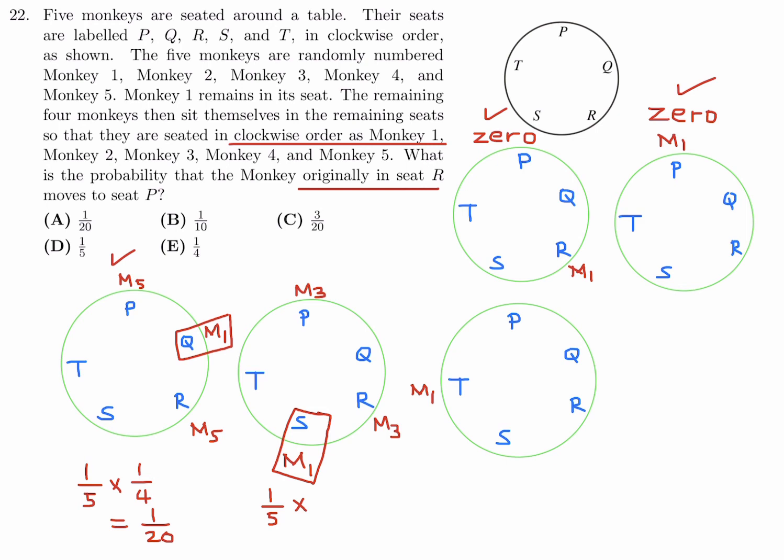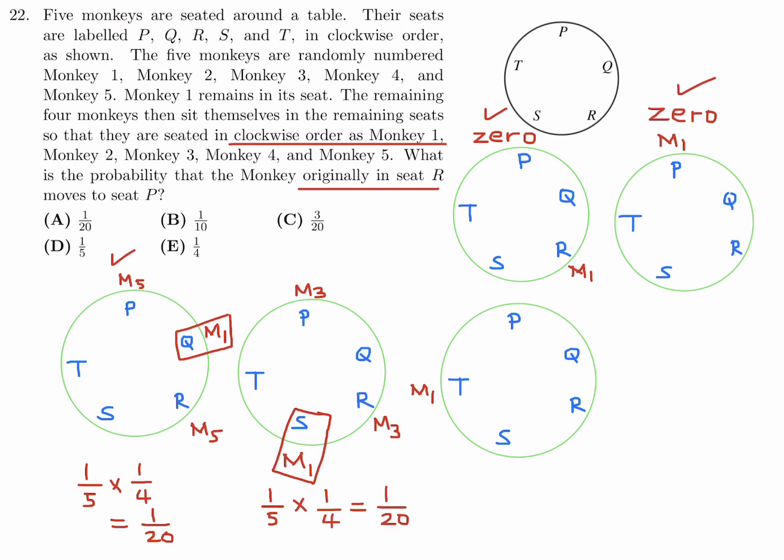See, he originates in R, but then once the rearrangement happens, because it's done according to clockwise order, 1, 2, 3, 4, 5, he's going to end up going to P. So what's the probability of that happening? Well, it really just means what's the probability of having monkey 3 originally sit in R? Well, since S is already taken, he's got 4 possible choices, and of those 4 possible choices, he has to choose one. So the probability of putting monkey 3 in one of those 4, which is R, is 1 over 4. And that again is 1 over 20.